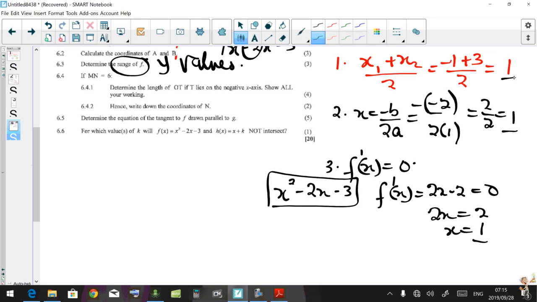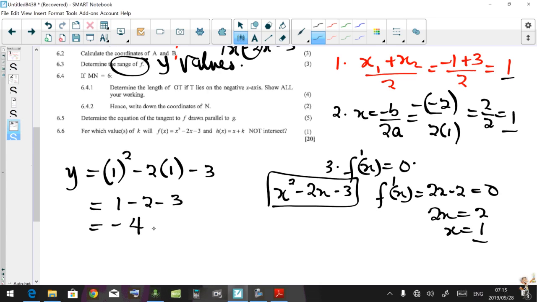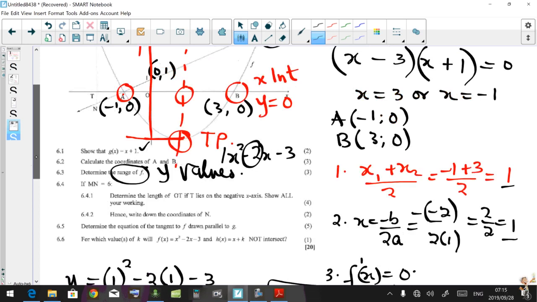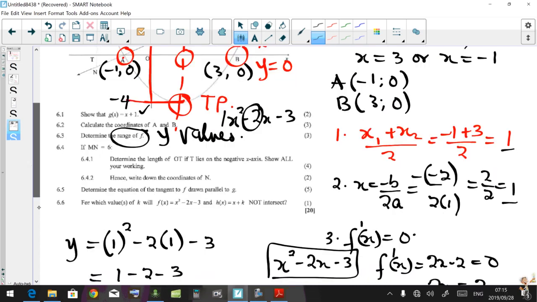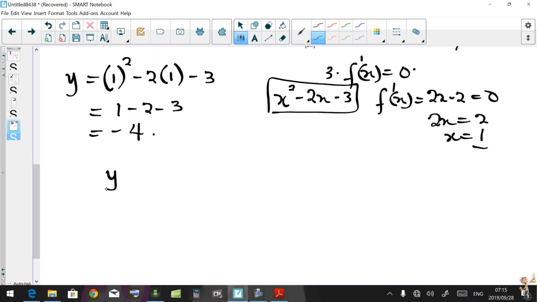Now, but we need the y value because that's the range. So what is our y value? Y will be equal to the substitute whatever x value you get into the original equation. Alright, and this will give you 1 minus 2 minus 3, and this will give you what? Negative 4. Alright, so this point here is negative 4. So do you notice my answers are all above negative 4? So what is your range? Y must be greater than or equal to what? Negative 4. That's your range.